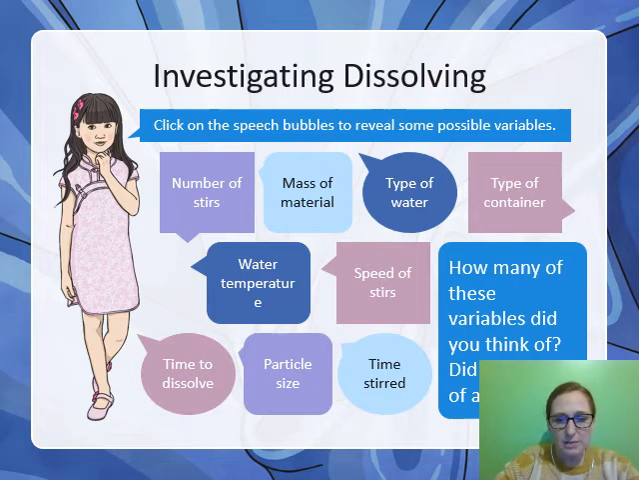When you're doing your experiment, you need to figure out which of these you're going to change, and the rest has to stay exactly the same. So the same types of containers, same way you're stirring it, the same water temperature, type of water, same amount of sugar going into each glass. Only one of these can be changed each time.